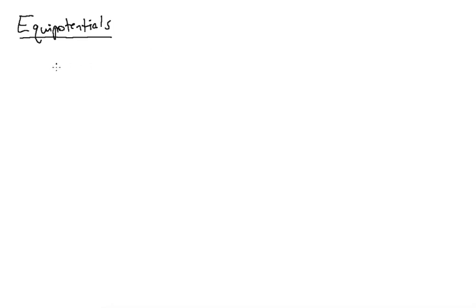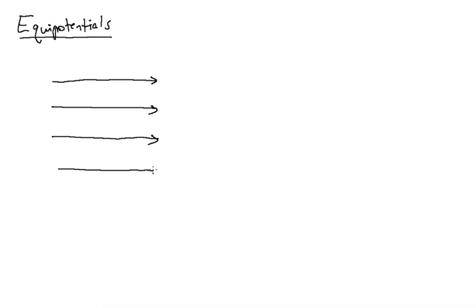Let's say we had an electric field. Hopefully I'll make a better line than that. I intended that to be nice and straight. So we have an electric field that's like this, a nice uniform electric field, and we can move around in it.